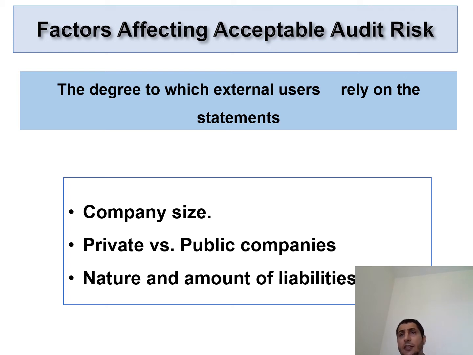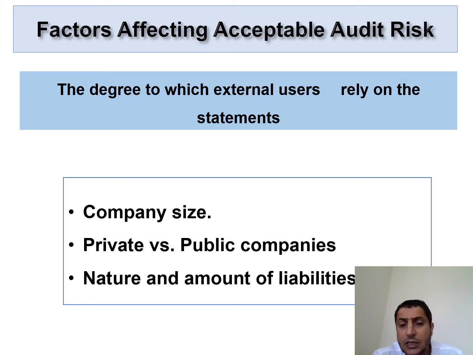The bigger the company, the more reliance on the financial statement, because larger companies have more suppliers and more customers and so on, so they will use and rely on the financial statement more. Also the ownership structure, or we can call it private versus public companies. For public companies, we know that the owners rely on the financial statement more compared to the private, which are normally family or individual companies.